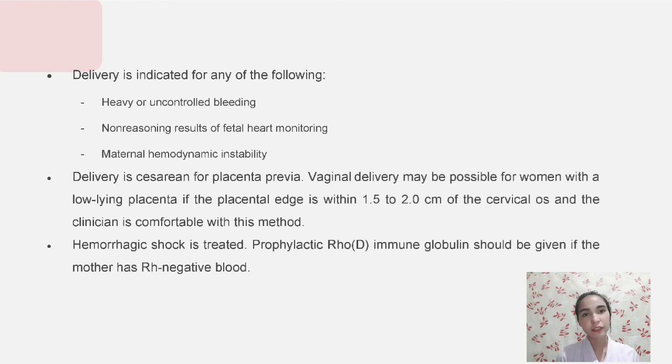Delivery is indicated for any of the following: heavy or uncontrolled bleeding, non-reassuring results of fetal heart monitoring, maternal hemodynamic instability. Delivery is cesarean for placenta previa. However, vaginal delivery may be possible for a woman with a low-lying placenta if the placental edge is within 1.5 to 2.0 cm of the cervical os, and the clinician is comfortable with this method. Hemorrhagic shock is treated. Prophylactic Rho-D immune globulin should be given if the mother has Rh-negative blood.